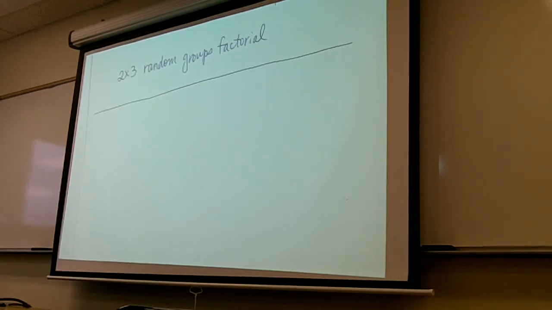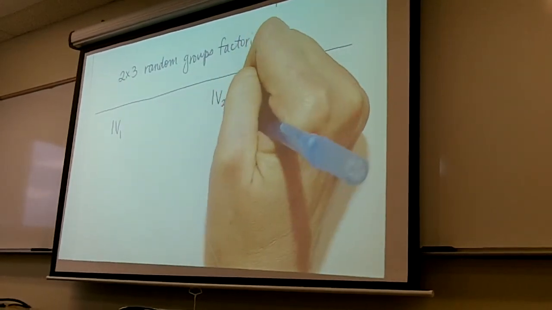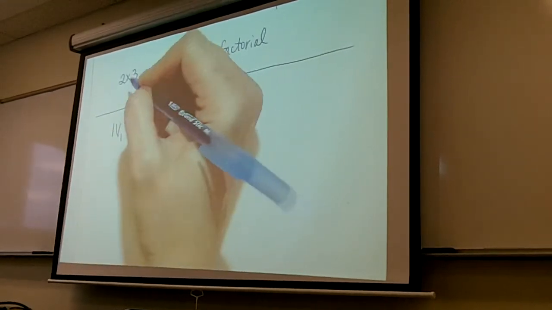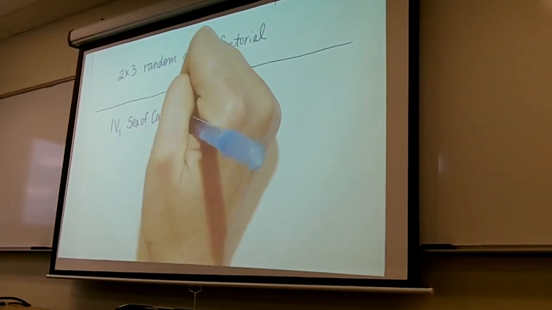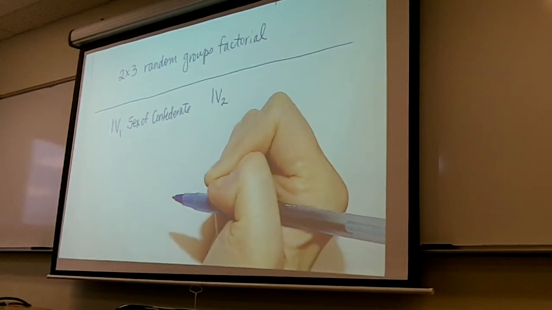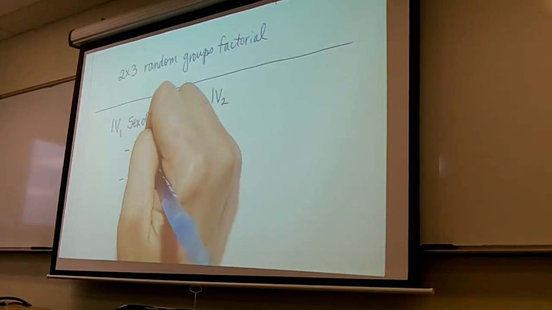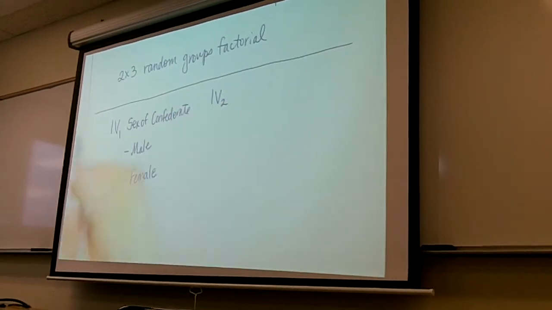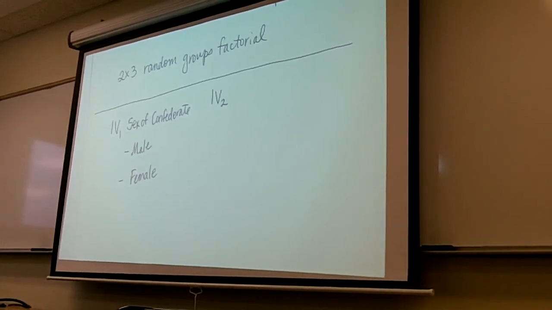All right. So I need some IVs. Again, there are 2. Somebody give me one of the IVs. Sex of the Confederate. Okay. And what are the levels of that? Male and female. Those are not the only possibilities for sex, but those are the 2 that were used here. Most common ones. Okay, male and female.